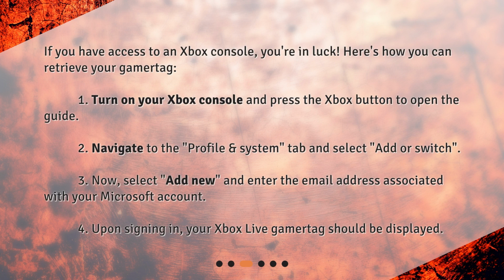1. Turn on your Xbox console and press the Xbox button to open the guide. 2. Navigate to the Profile and System tab and select Add or Switch. 3. Now, select Add New and enter the email address associated with your Microsoft account. 4. Upon signing in, your Xbox Live Gamertag should be displayed.